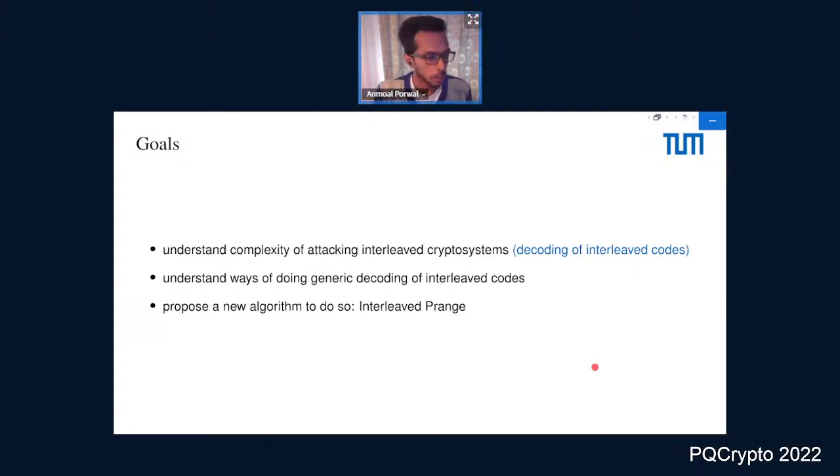The goal of our presentation is to understand the complexity of attacking interleaved cryptosystems, and I will explain what interleaved cryptosystems are in a bit. But attacking interleaved cryptosystems is the same problem as doing generic decoding of interleaved codes, and so we will be looking at ways of doing generic decoding of interleaved codes. In doing so, I will also explain a new algorithm called Interleaved Prange.